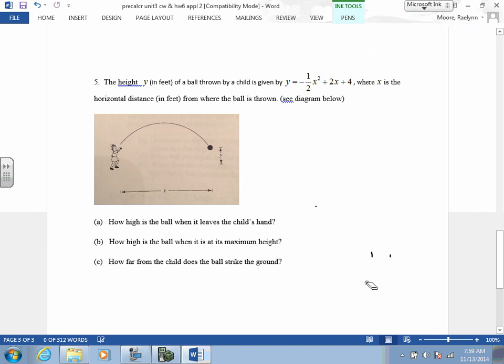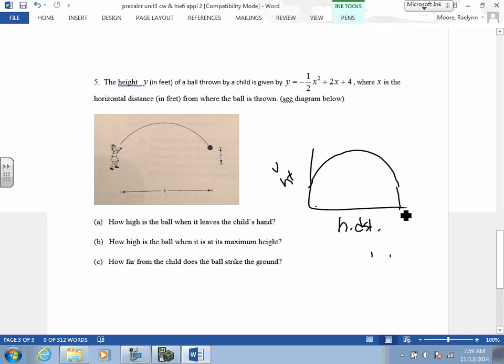So they have the height of a ball as your Y, and they measure the horizontal distance. So this is the height, vertical, this is the horizontal distance. Okay, and you can see the ball being thrown. How high is the ball when it leaves the child's hands? She's not sitting on the ground. It came from up here and then falls down like this, if you put this on an axis.